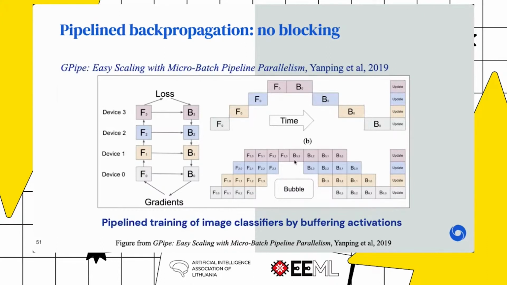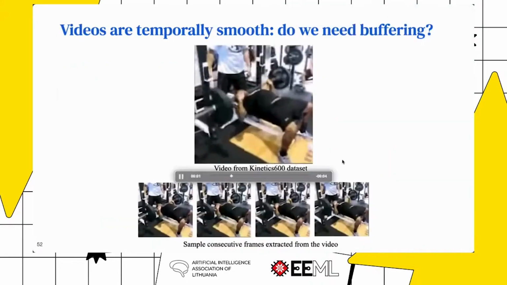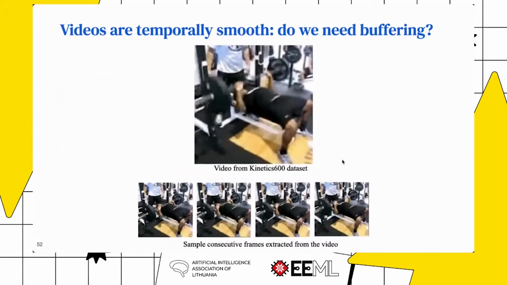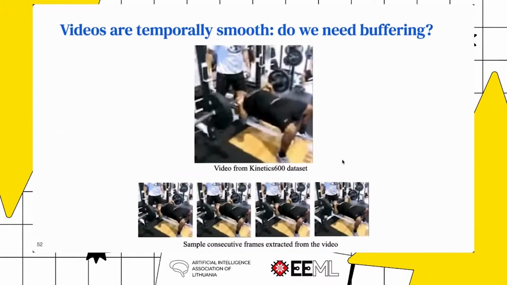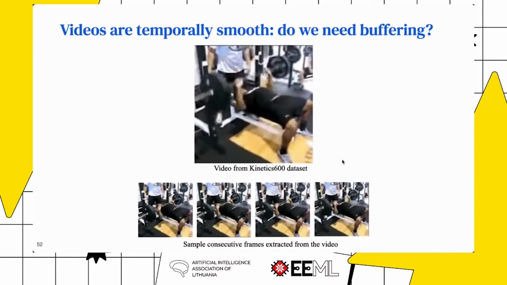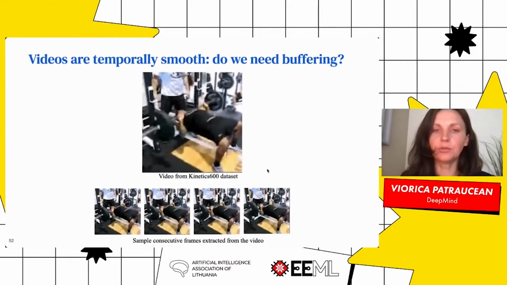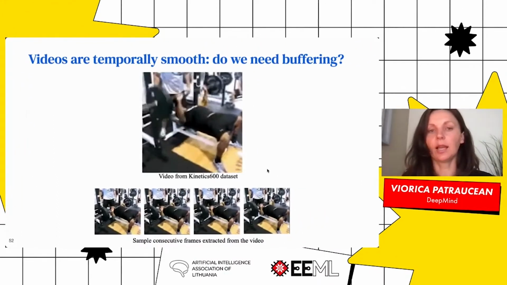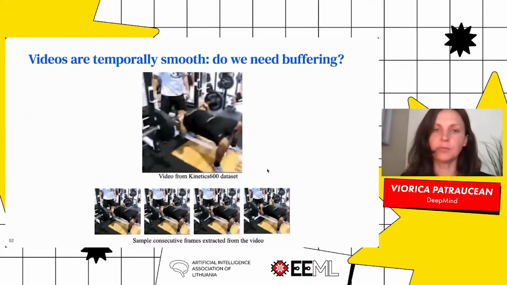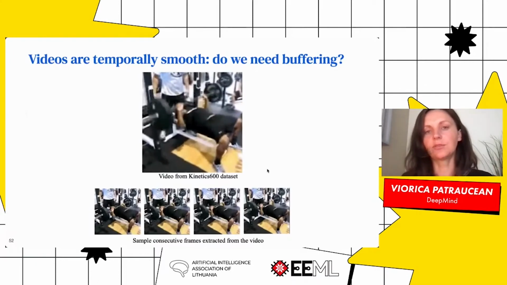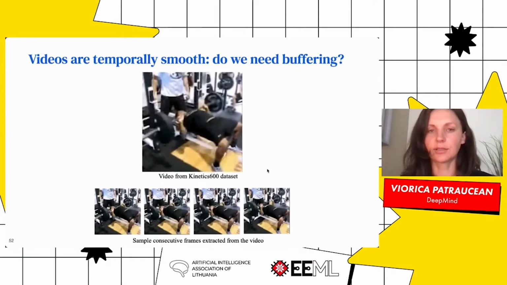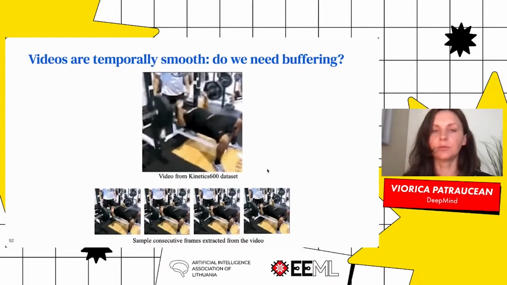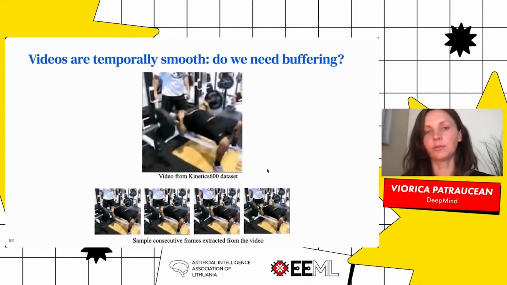And we take this idea to the extreme and say that actually for videos, probably we don't need to block. We don't need that kind of buffer. We don't need that bubble area. Because in videos, consecutive frames are very, very similar. So the question is, do we need to buffer? If we know that the activations of the next frame will be very similar to the activations of the current frame, do I need to keep the activations of the current frame, or could I just overwrite them with activations from the next frame and move on? To send all the information forward in time.